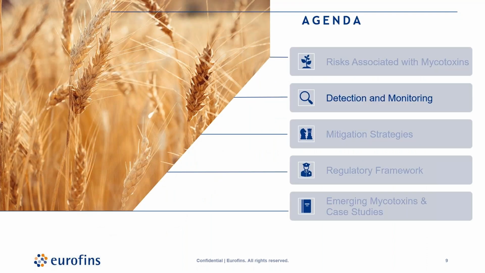In this next section, we're just going to be talking about how mycotoxins can be monitored by implementing rigorous sampling processes and various analytical detection techniques. Some of the most effective methods include chromatographic and immunological techniques, and these methods help to ensure that food and feed remain safe for consumption and meet those regulatory standards.